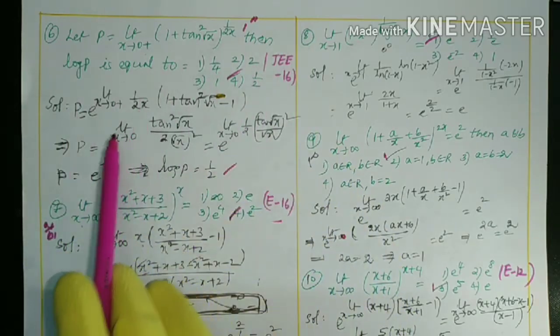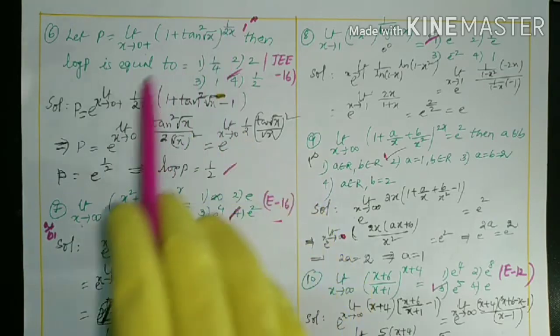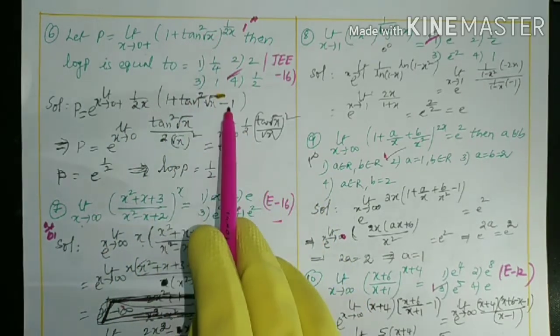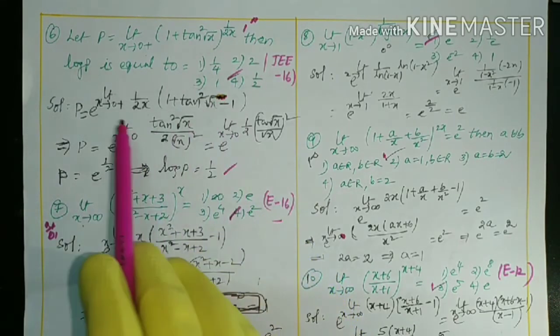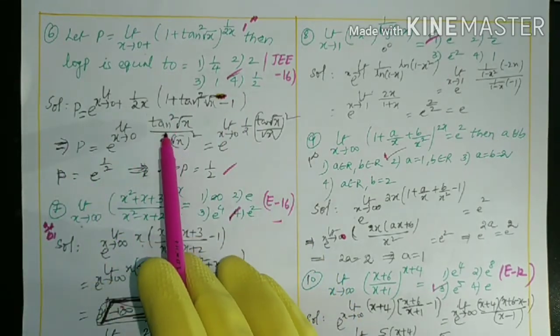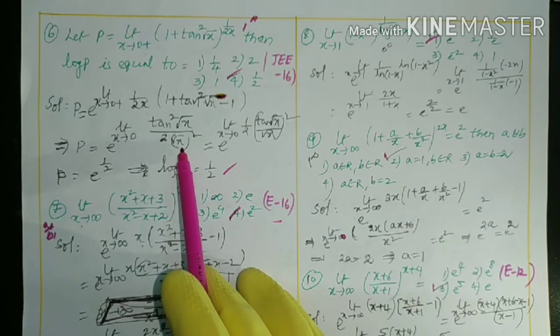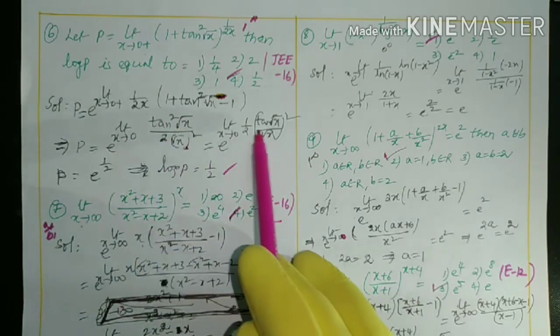Then what can you do? For the limit of 1 power infinity form, what is the power here? 1 by 2x is taken into base 1 plus tan root x, with the minus 1. Minus 1 plus 1 gets cancelled. We get tan root x by 2, and into this x we can write root x whole square to reduce into the standard formula.